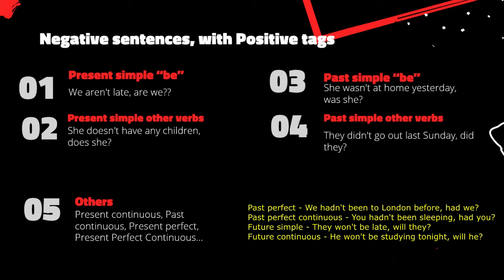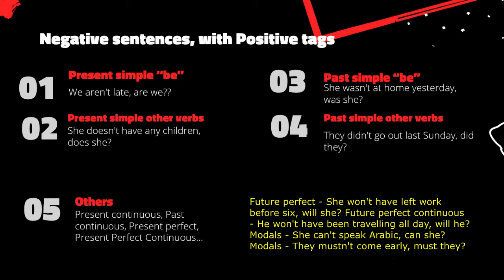Past perfect continuous: You hadn't been sleeping, had you? Future simple: They won't be late, will they? Future continuous: He won't be studying tonight, will he? Future perfect: She won't have left work before 6, will she? Future perfect continuous: He won't have been traveling all day, will he? Modals: She can't speak Arabic, can she? They mustn't come early, must they?